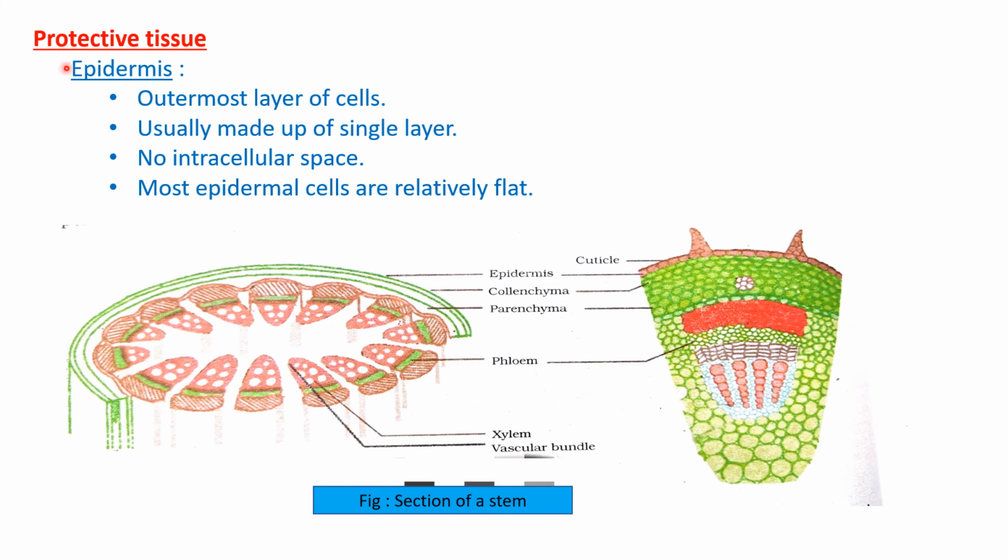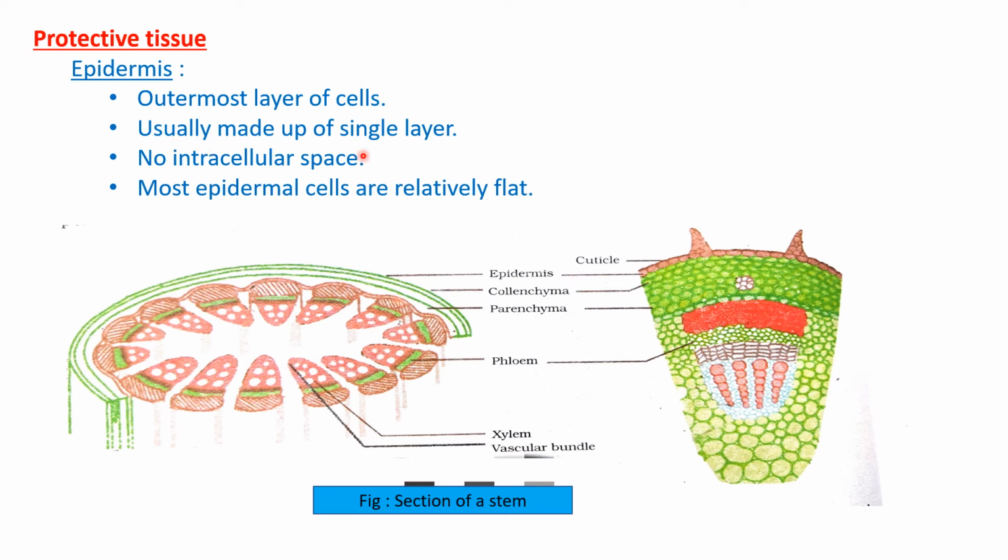Now we learn about protective tissue. By hearing the term, you can understand protective means this type of tissue gives protection to the plant. So the first one is epidermis. What is epidermis? The outermost layer of cells. In the picture you can see that outermost layer, the green color on the left side and the brown color on the right side, that is the epidermis.